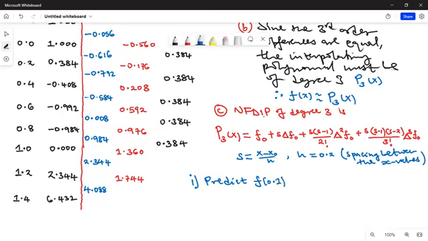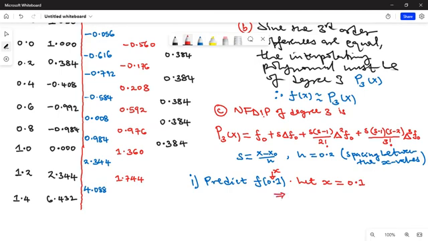So this is what we'll do. Let x be equal to 0.1. This is our x, so that we now need to get s, because now we know x.